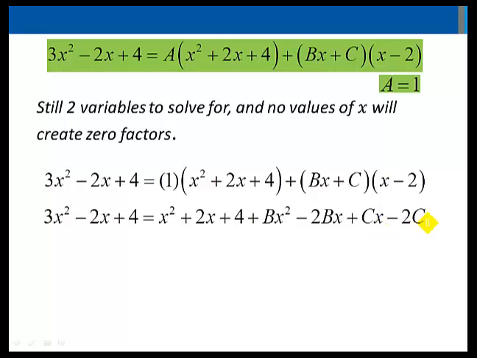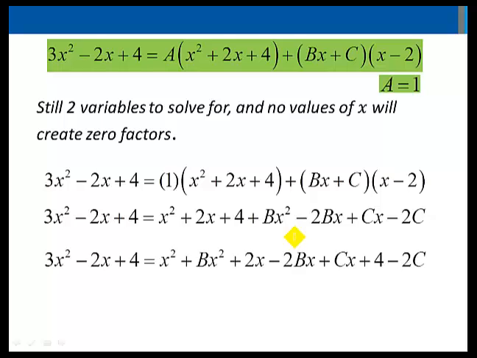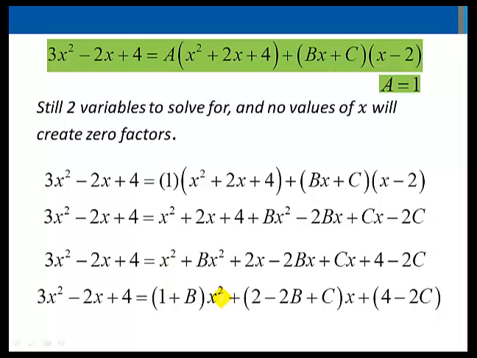I will then collect the x squared terms together. So on the right-hand side of the equation, x squared plus bx squared, and then collect the x terms together. So I have plus 2x minus 2bx plus cx, and at the end the constants of 4 minus 2c. From the terms containing x squared, I want to factor out x squared. That leaves me with 1 plus b times x squared. I will factor out x from the x terms, so I have 2 minus 2b plus c times x, and then I'll put parentheses around the constant terms of 4 minus 2c.